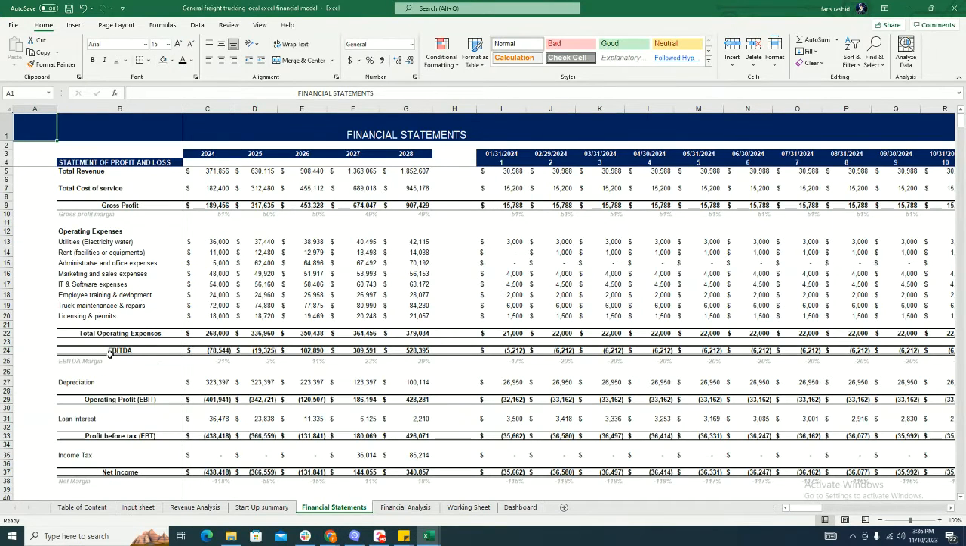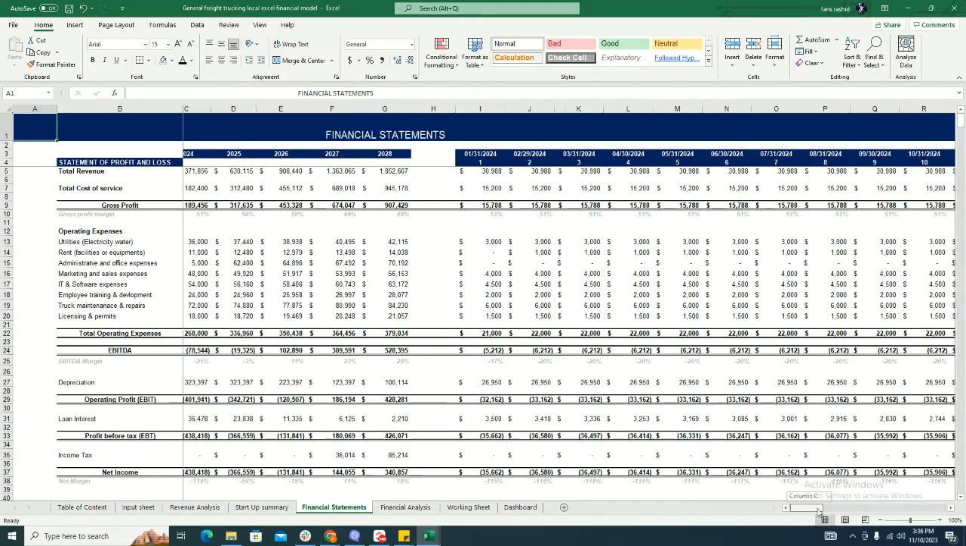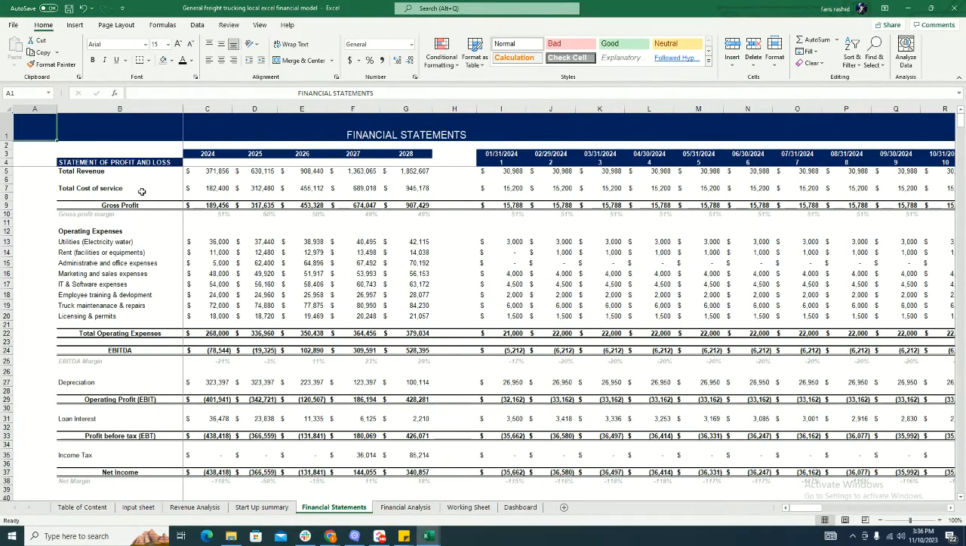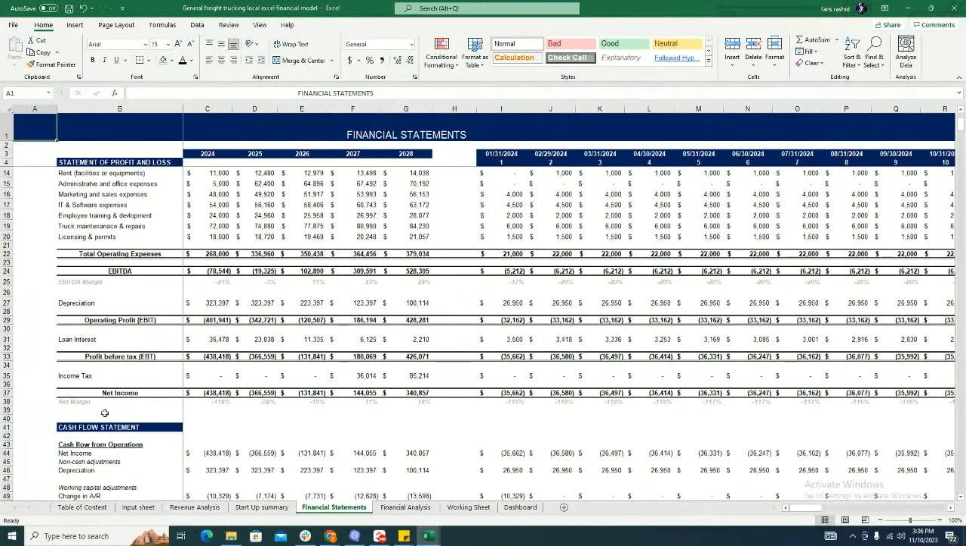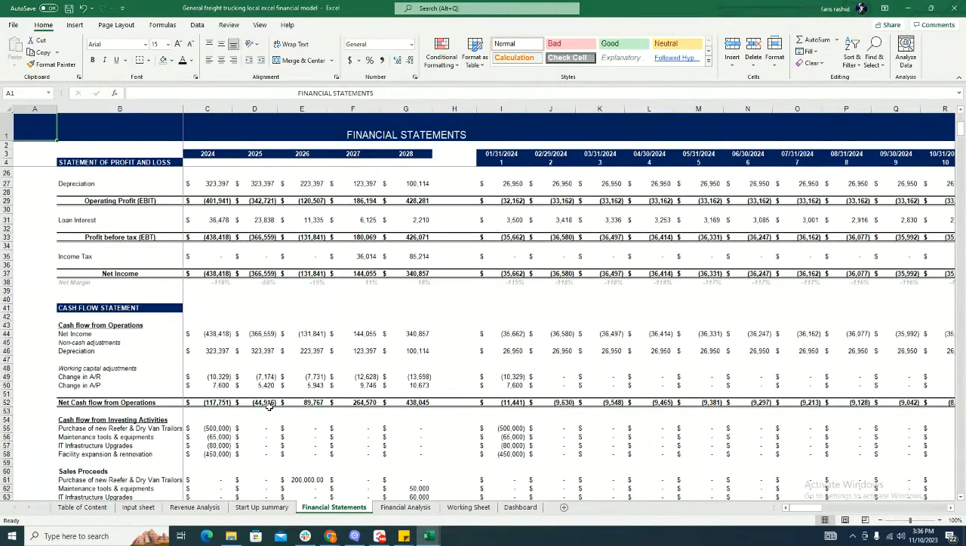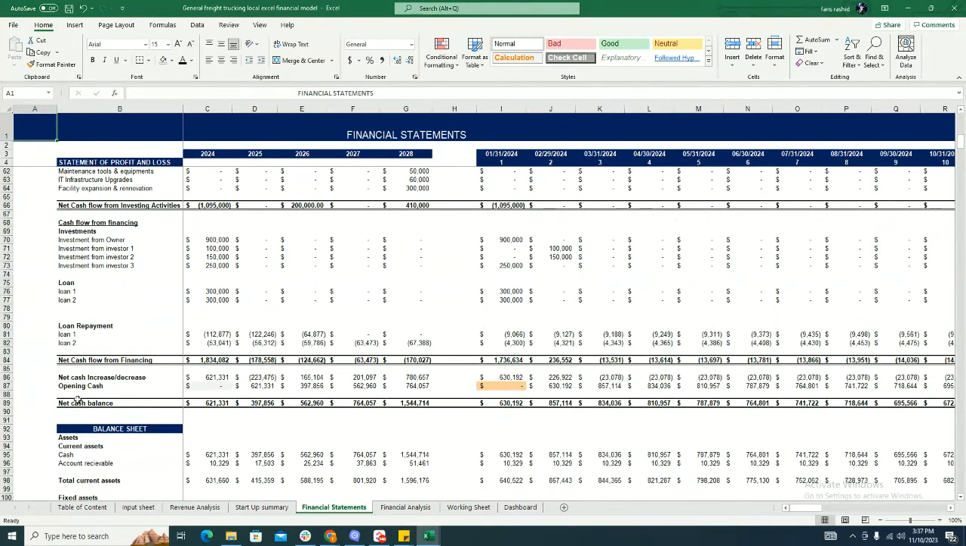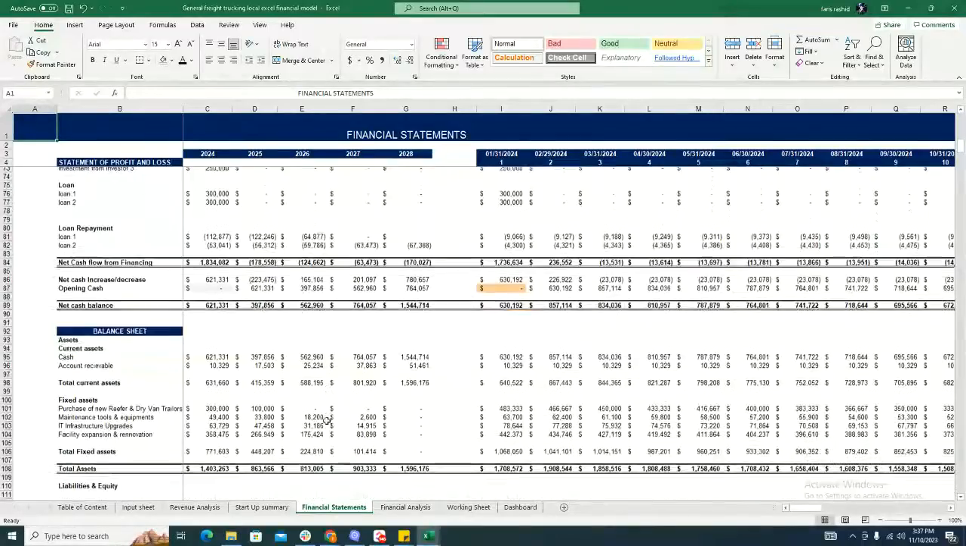Then comes the financial statements. As you can see over here, the financial statements go up to 5 years, or in months it goes up to 60 months. It shows the profit earned by the company, the net profit or the net income generated by the company. Then comes the cash flow statement, which tells you about the cash inflows and outflows of the company from its operating, investing, and financing activities, as you can see over here. And then it calculates the net cash flow and cash balance of the company for 5 years, and in months it goes up to 60 months. Then comes the balance sheet.